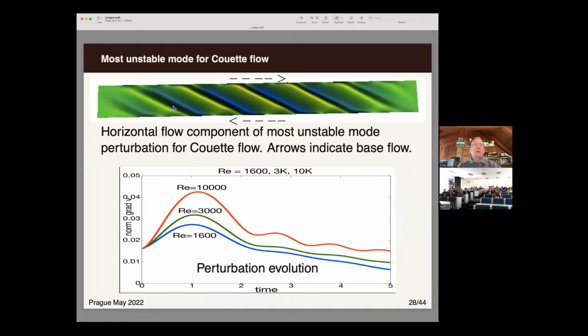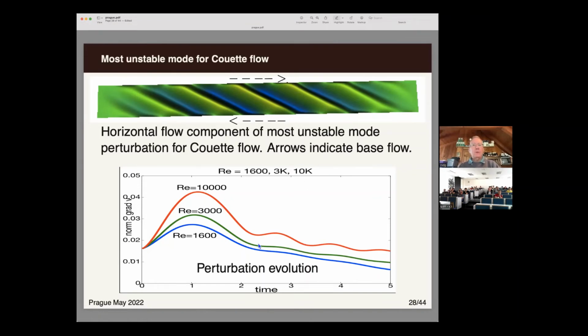And I have no idea what it means. So at the top, the flow is going to the right. At the bottom, it's going to the left. And this instability is 0 top and bottom. And it looks like it's going in the wrong direction. That's all I can say. I don't know quite what it means. But that's what it is on a domain of this length.